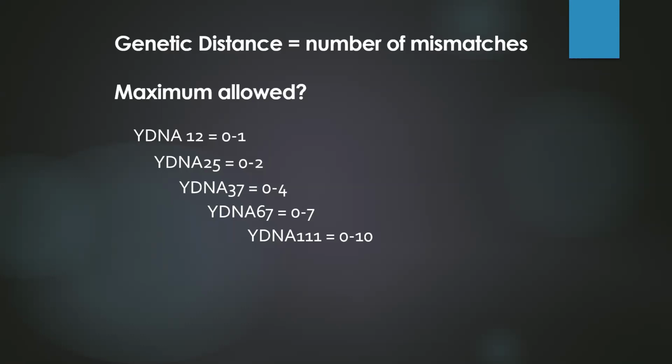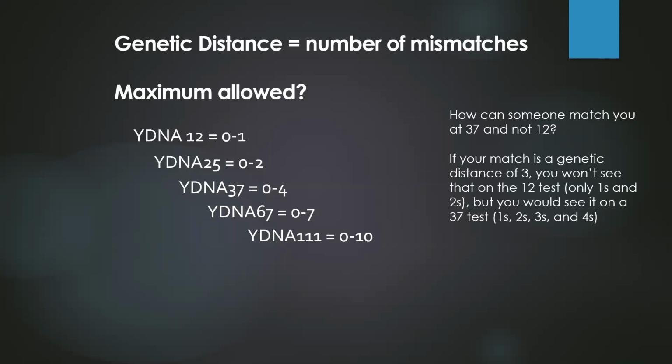You also might be asked to do SNP testing. We'll talk about that in just a minute, but this 12, 25, 37, 67, 111 can get confusing because on a 37 test, someone could match you at 37 but not at 12, and that has to do with genetic distance. So if your match is a genetic distance of 3 and you have a 12 test, you wouldn't see it because they're only showing you the zeros and ones on a 12 test. So you do have a match, someone with a genetic distance of 3. It's just that the company is not noting that in your match list.